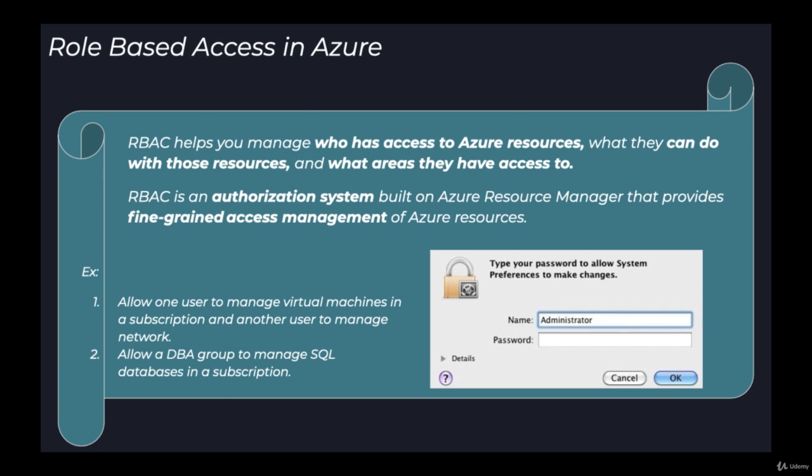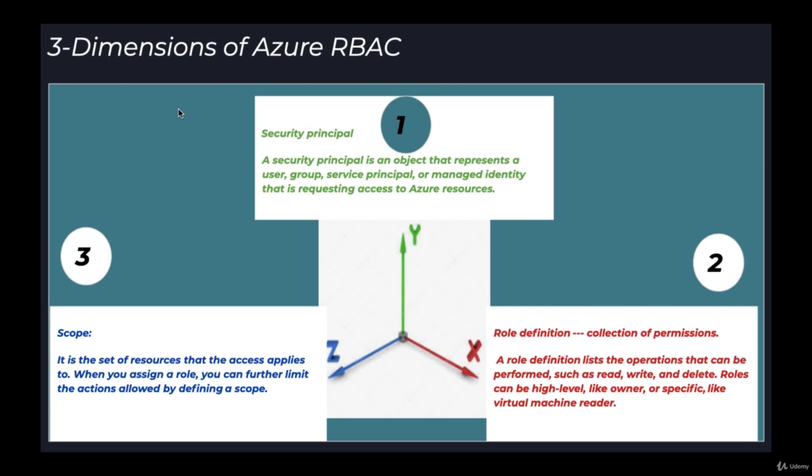Similarly, you might be providing access for a DBA group to manage the SQL databases in a subscription, or you might require certain database administrators to manage only the Cosmos DBs, or only the key vaults, or virtual machines. Depending on that, you can apply various roles within Azure, or you can use RBAC in Azure. Now, the three dimensions of Azure RBAC.